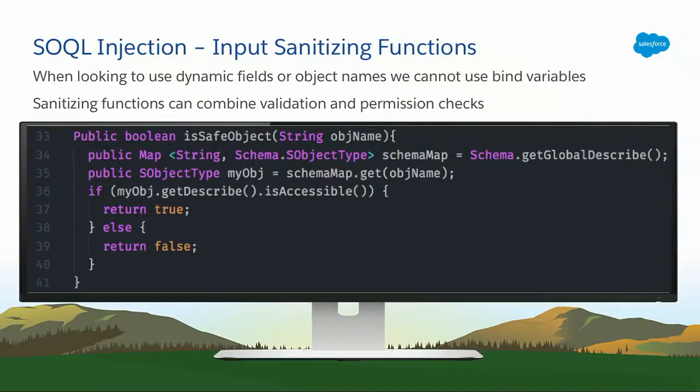If we're looking to use dynamic fields and object names in bind variables, we need to do some sanitizing and combine validation and permission checks. So this is kind of like a base class or a base function approach to doing that sanitization and putting all of those checks into one place so that you don't have to cut and paste access checks all over your code, right? You just put all that stuff in one place. You have an object name that you send in, and then this one little function takes care of all those things for you.